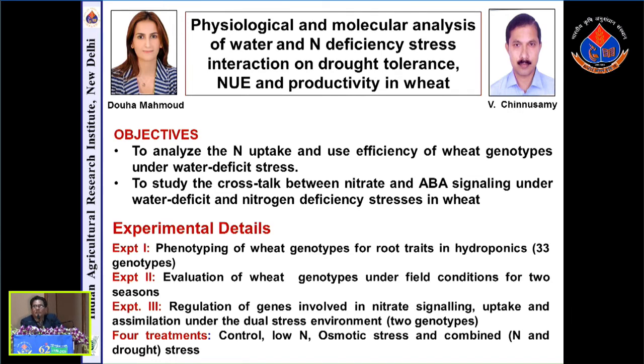One is hydroponics initially, then the evaluation in field conditions for two years, and the third one was the regulation of genes involved in nitrate signaling, uptake, and assimilation in two genotypes under the dual stress. And there are four treatments: the control, low nitrogen, osmotic stress, and the combined stress of nitrogen and drought.